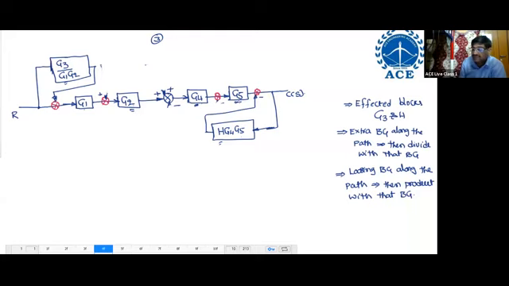Okay. Right. Next. Find the transfer function for the given block diagram.